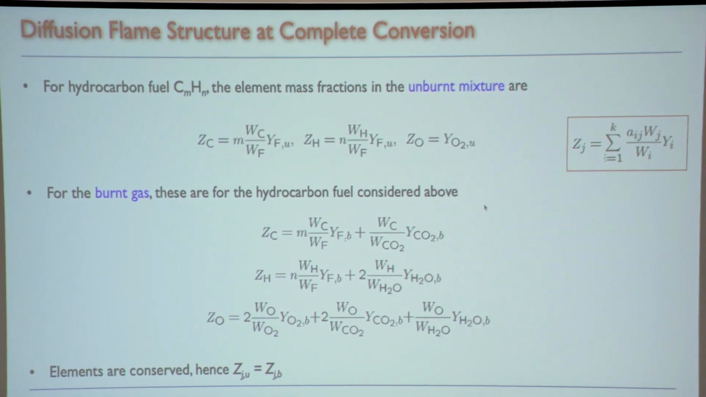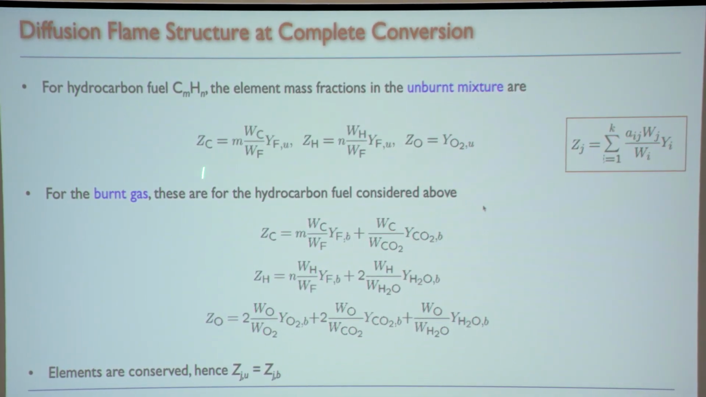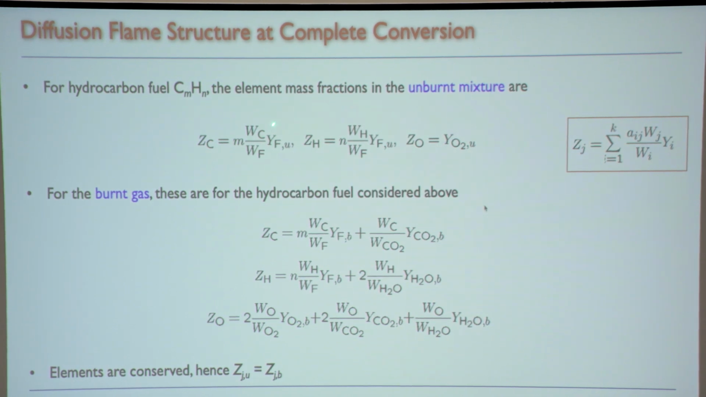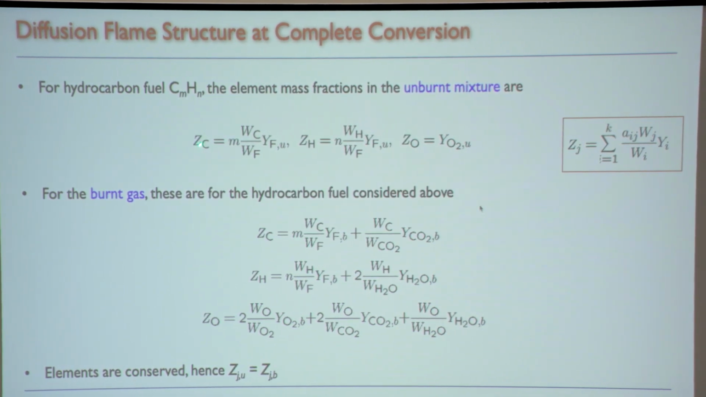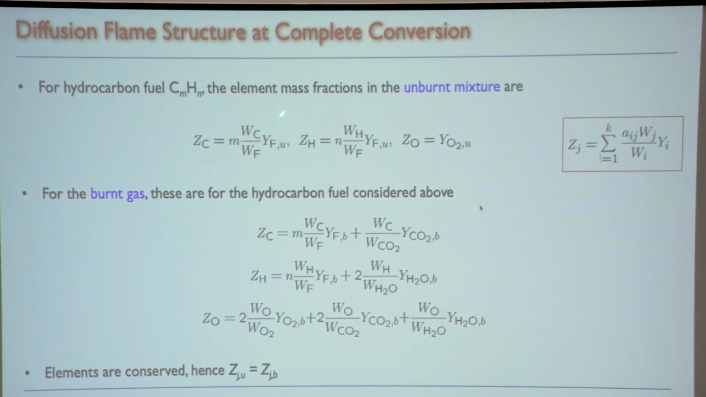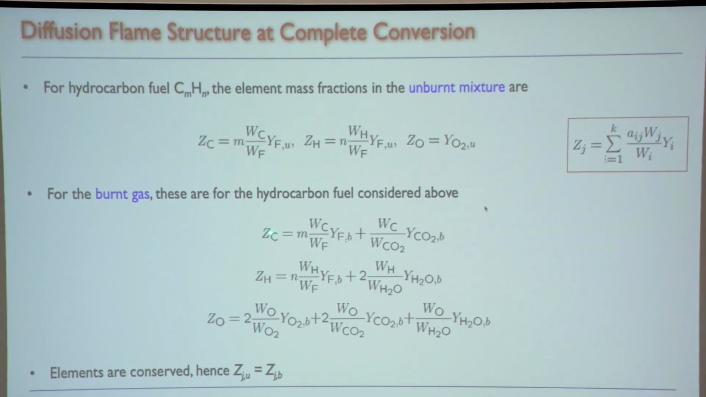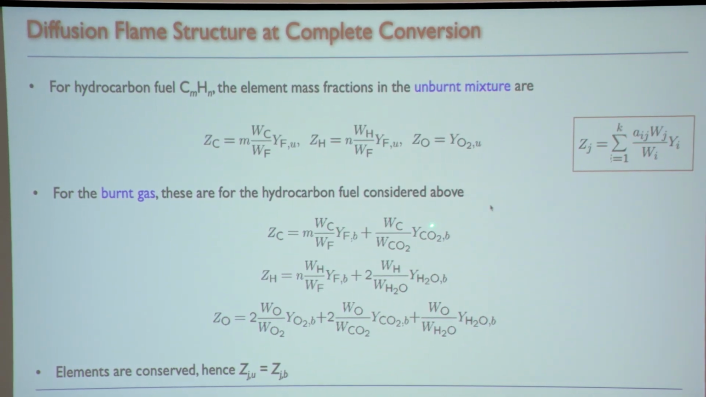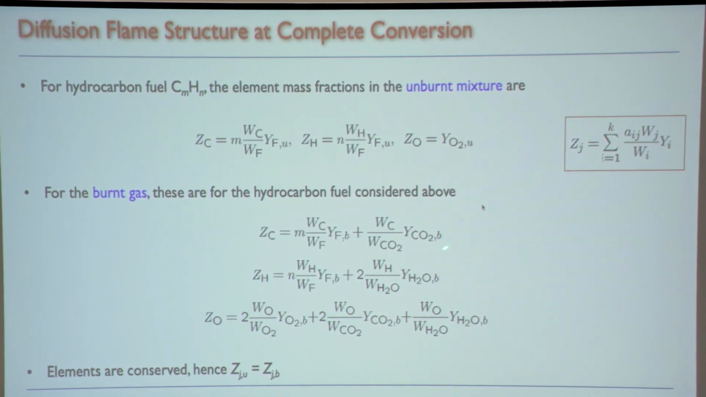Remember, this was the element mass fraction equation, and now, assuming we have a hydrocarbon fuel, this is the carbon element mass fraction. It just comes from the fuel. Hydrogen just comes from the fuel. Oxygen just comes from the O2. And then after combustion, I can do the same thing. Carbon comes now from fuel and from CO2. Hydrogen is from fuel and from H2O. And oxygen here is from O2, from CO2, and from H2O.